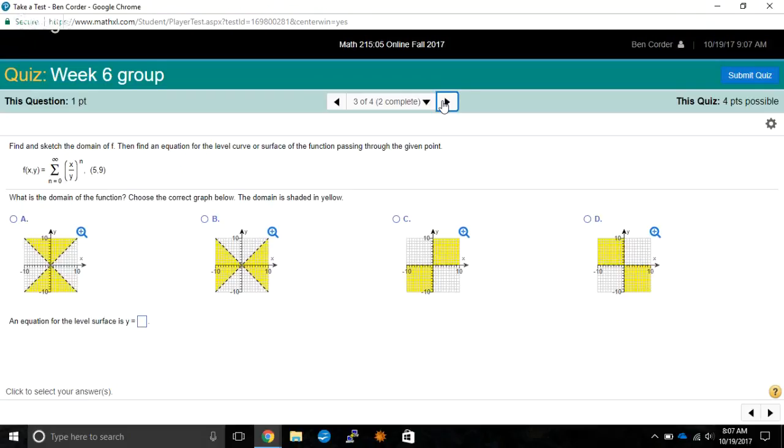I know. But that means we should have it, right? Well, let me look at yours. A for you. Where's my note? I think so. So the point has to be in the domain. 5, 9.